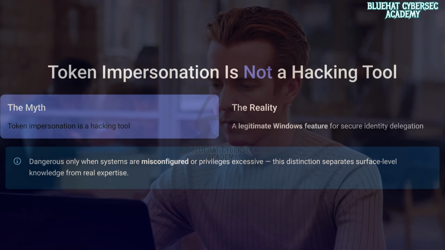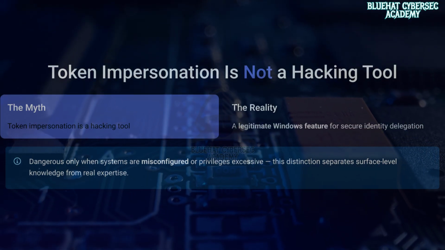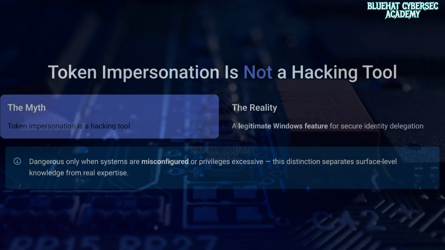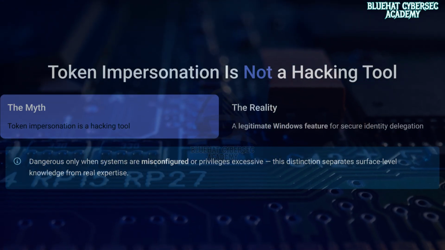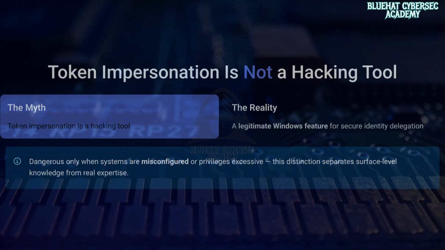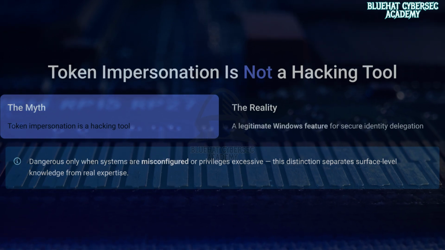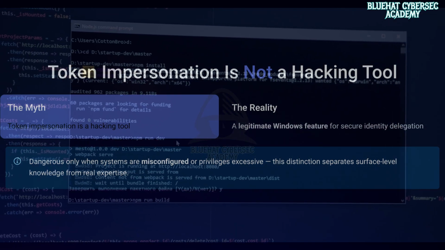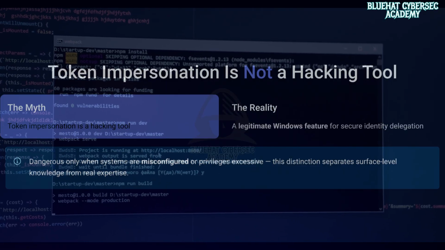Now, there is a very common misunderstanding in cybersecurity discussions. People often assume token impersonation itself is a hacking tool. But in reality, it is a legitimate Windows feature designed for controlled and secure identity delegation. It only becomes dangerous when systems are misconfigured or when excessive privileges allow abuse. And understanding that difference is what separates surface-level knowledge from real security expertise.